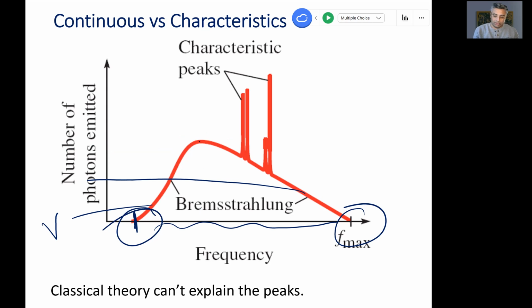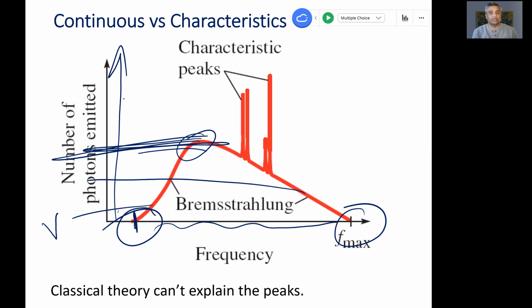So this number of the electrons coming out, the number of the X-ray photons coming out, gives you the intensity, right? So you are plotting intensity here. That gives you the number of photons emitted. So we expect that.